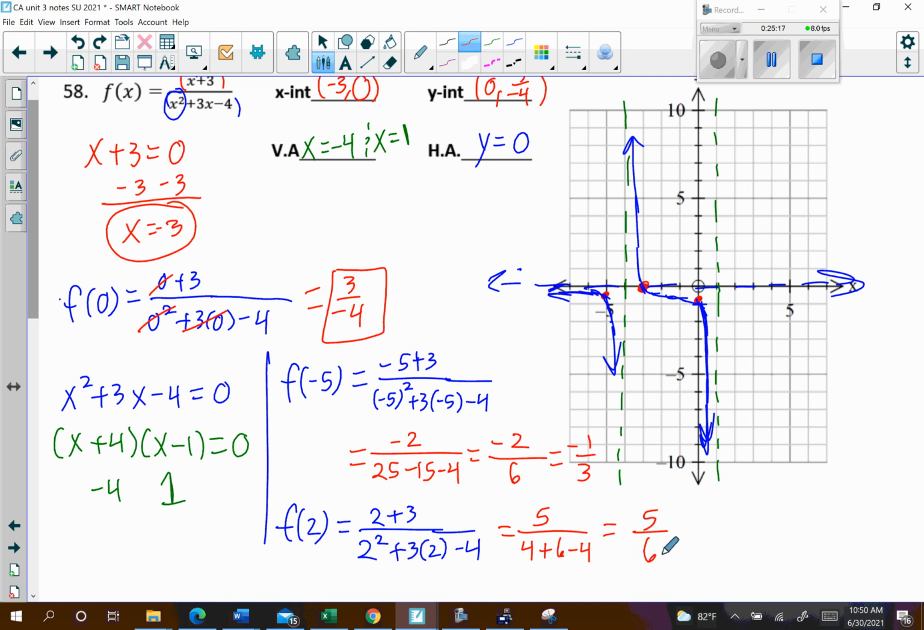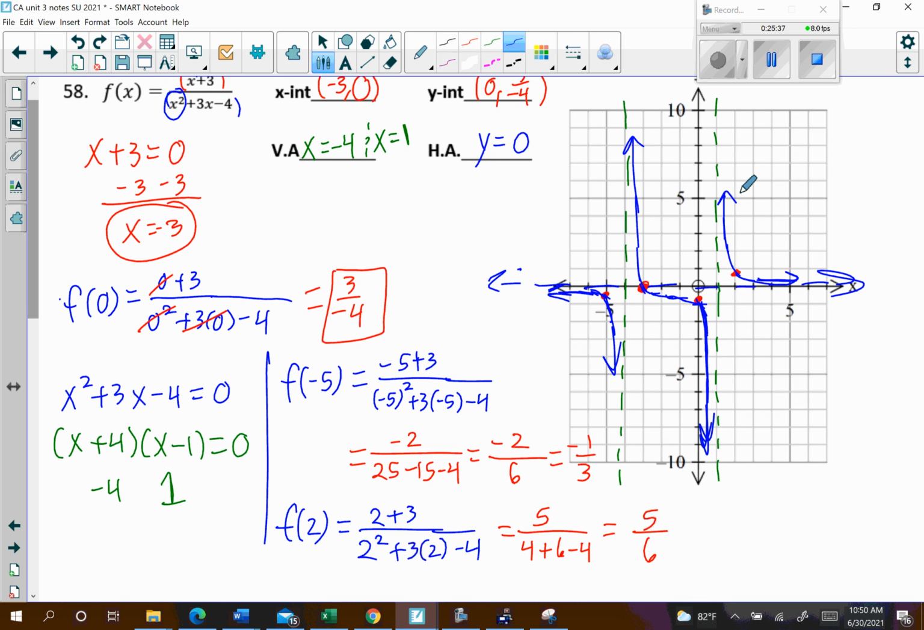All right, so that's going to be not quite to 1, about right there. And once again, that's fine. That's good enough to get a sketch of this. So just use your guardrails. And there we go. There's that picture.